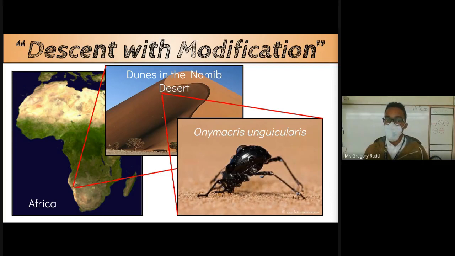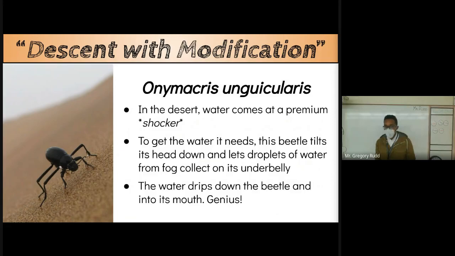But this specific bug is really interesting. So, of course, in the desert, it doesn't rain, right? But it does get really foggy, and that fog is basically the only source of water in this desert environment. So this bug is going to climb up the top of the dune and kind of position itself in the midst of this fog. And what it does next is pretty interesting. The bug climbs to the dune, and it's actually going to tilt its head downward. And droplets of water will start to collect on its underbelly. And as it tilts its head downward, the water is going to fall into its mouth.